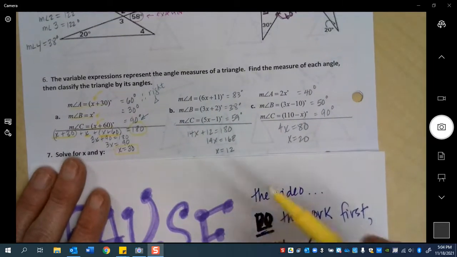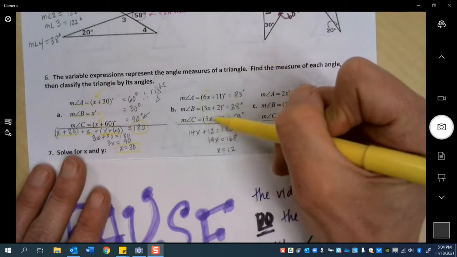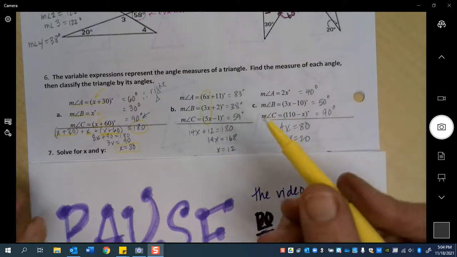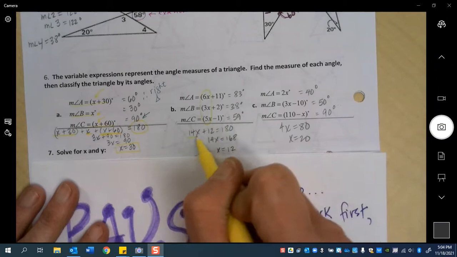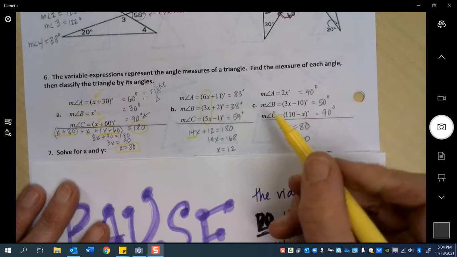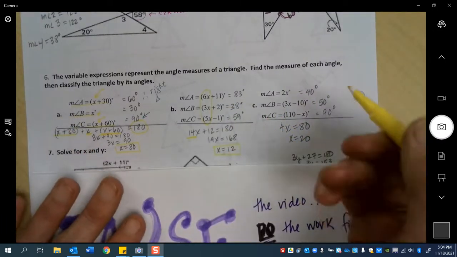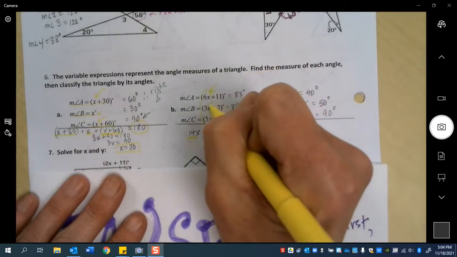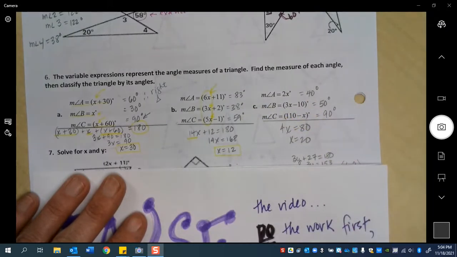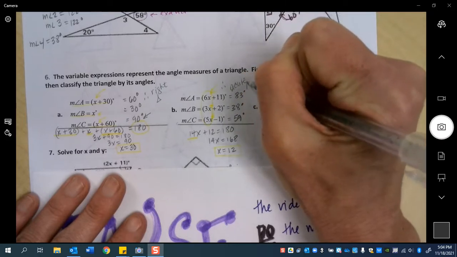All right, let's take a look at B. I did a shortcut here. Because all of my expressions are lined up, I went ahead and just added my x's vertically. You can do that. So 6 plus 3 is 9, 9 plus 5 is 14, and that means I have 14 x's. And I did the same with my 11 plus 2 minus 1 is 12. I get an x value of 12 when I do the math. And then when I substitute 12 back in for x in each of these, I get an 83, 38, and 59 degree triangle. So therefore I have an acute triangle.